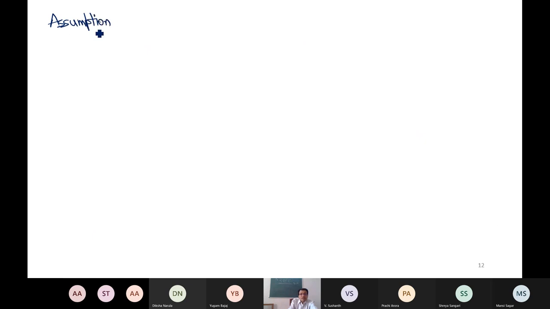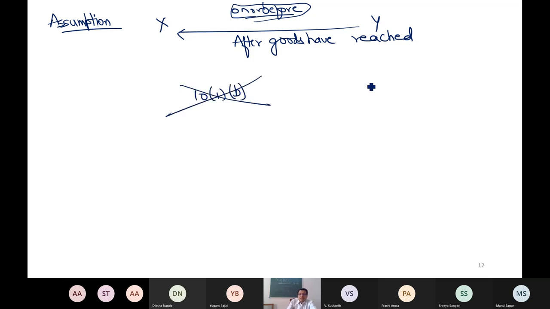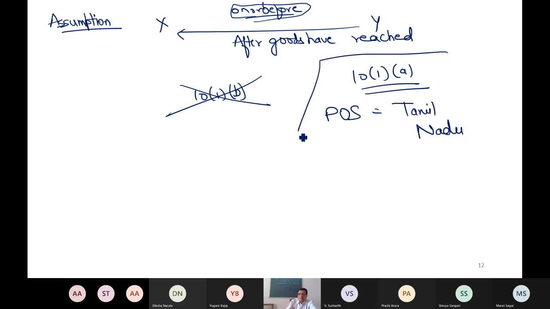Y is giving the instruction to the supplier after the goods have reached. It was not given before movement or at the time of movement; it was given after the goods have reached. Then section 10 subsection 1 clause B is not applicable. Then I need to apply 10(1)(a), and with this the place of supply will only be Tamil Nadu and not West Bengal. This is the point.